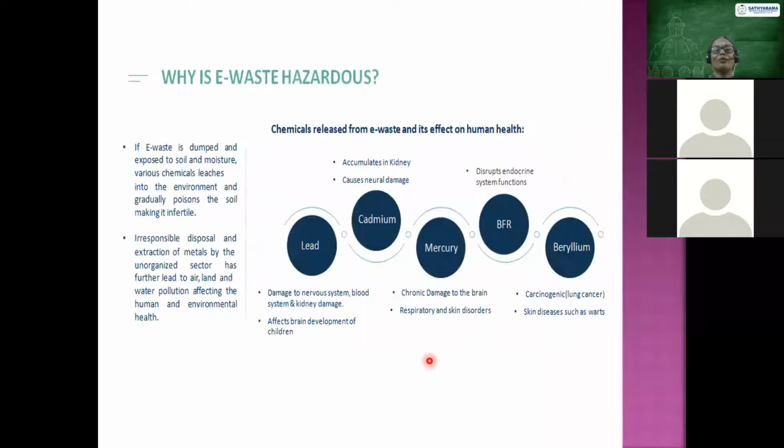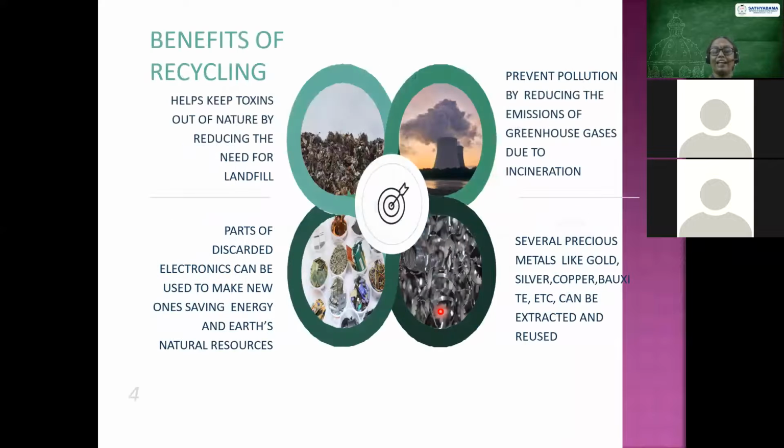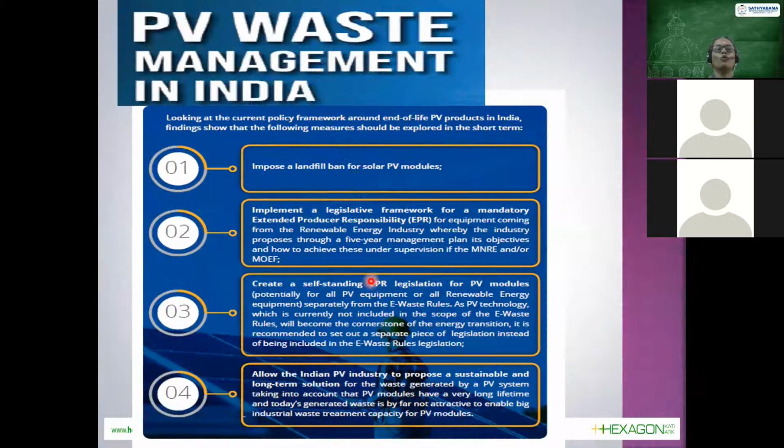It not only affects the environment, it accumulates in the kidney, causes neural damage, and indirectly affects us: chronic damage to the brain, lung cancer, skin disease, even brain development of children. So the benefit of recycling, definitely we have to do recycling. They have done so many methods. I think I will go directly to that.